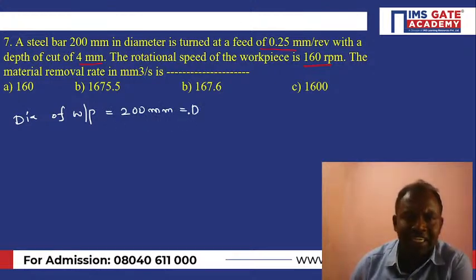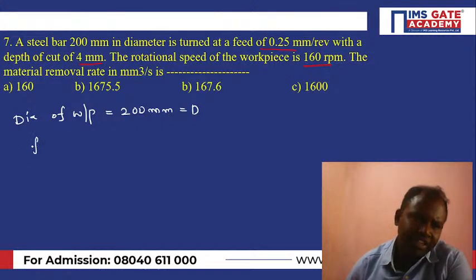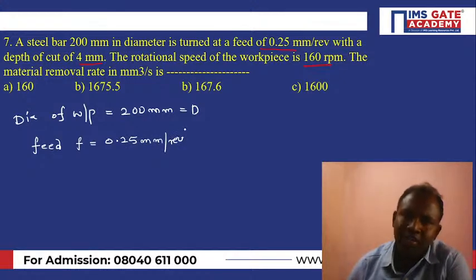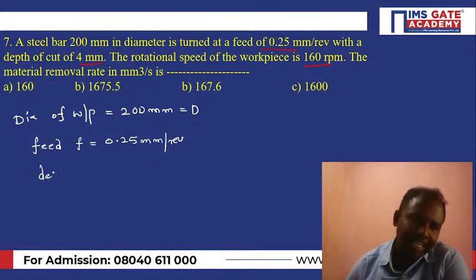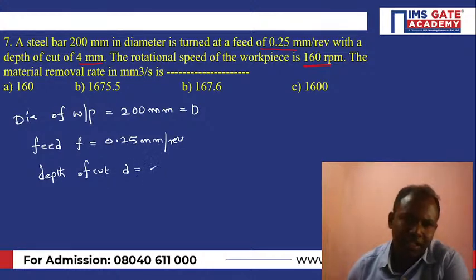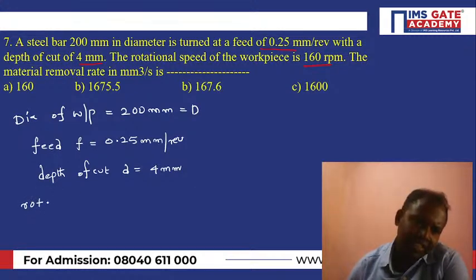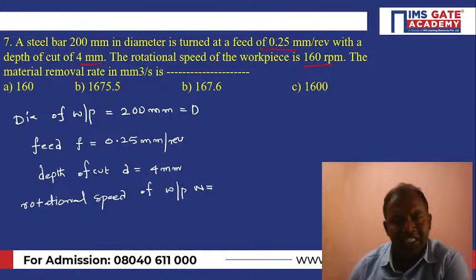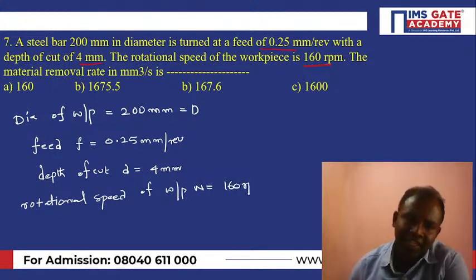So now I'm taking it as D. Now feed rate, feed of turning. So for the turning operation, feed F is equal to, it is given 0.25 mm per revolution. All right, now with a depth of cut, depth of cut is equal to 4 mm. Okay, now rotational speed of workpiece. So the rotational speed is equal to 160 rpm.